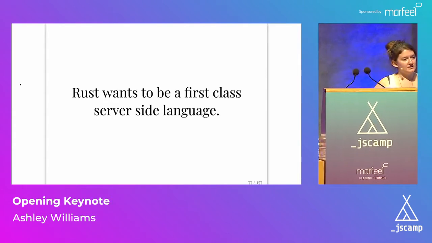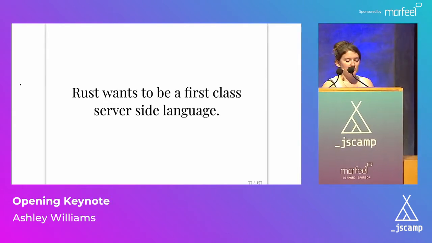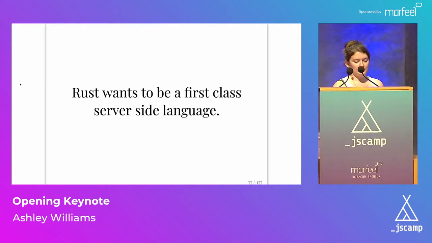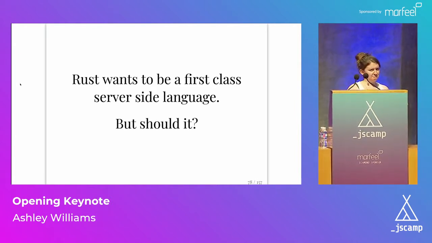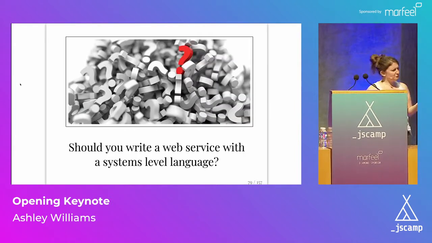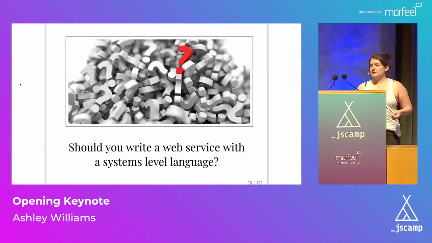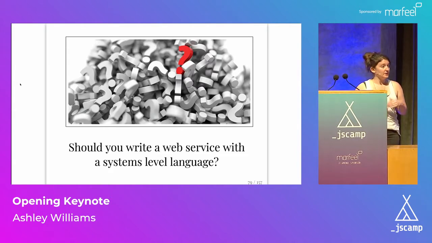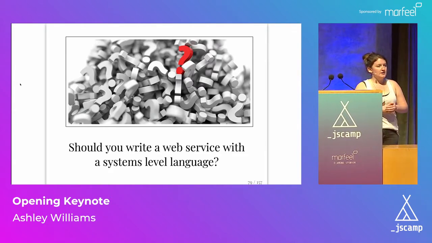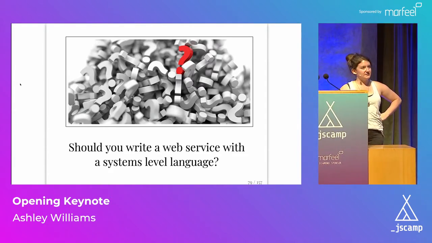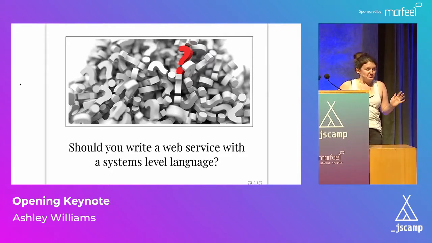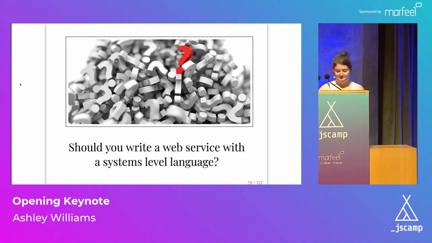But the question that I think is more interesting here is that Rust wants to be a first-class server-side language, but should it? Should you write a web service with a systems-level language? It's a really interesting question, I think. And a lot of people don't say, I need to write a web app, I'll pick C. I mean, some people do, but most people don't.